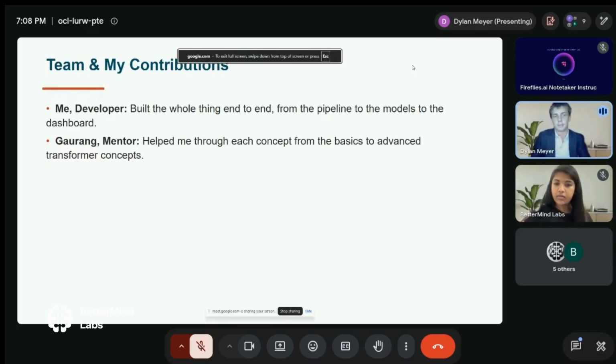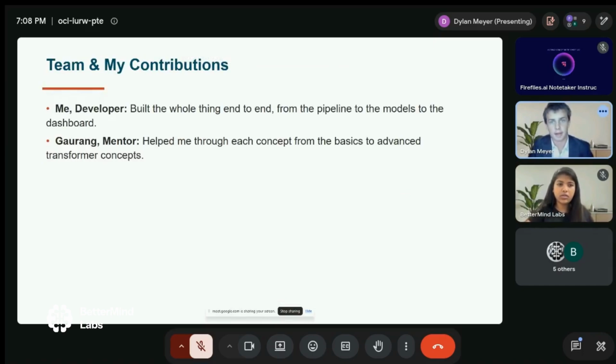So my team and my contributions. Obviously, I built the system from the pipeline to the models to the dashboard. And then Gurong, my mentor, he helped me through each concept, from the basics of what a machine learning model looks like, to advanced transformer concepts like how to build a transformer model, a deep learning model like that.